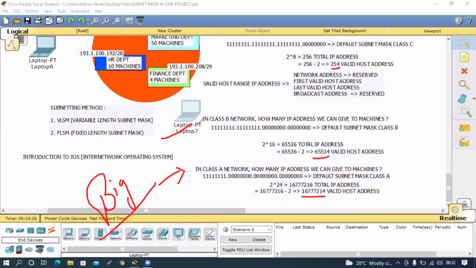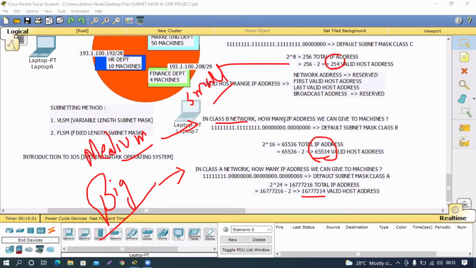Okay. When we have machines within this range, 65534, this is when we are using class B. So this one supports medium size networks. And when we have less than 254 systems, this is when we are using it in small size networks. So that is why the classification is available: the big size network, medium size network, and small size network. Always we are having these 3 classes. When the number of machines exceeds 254, this is when we are using class B. When the number of machines exceeds this number, this is when we are using class A.